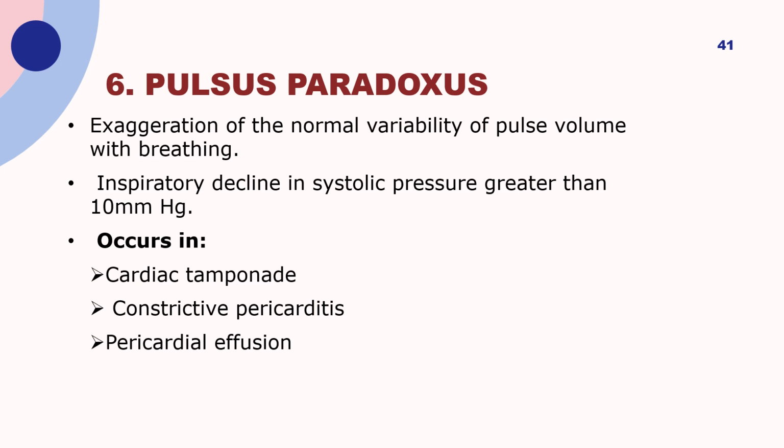Pulsus paradoxus is an exaggeration of the normal variability of pulse volume with breathing, or you can also say an abnormally large decrease in systolic blood pressure during inspiration. It is characterized by a drop in blood pressure of more than 10 millimeter of mercury when a person inhales.